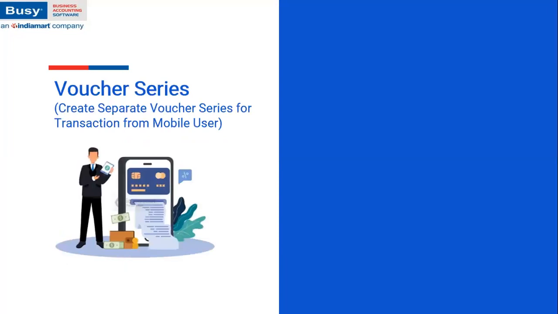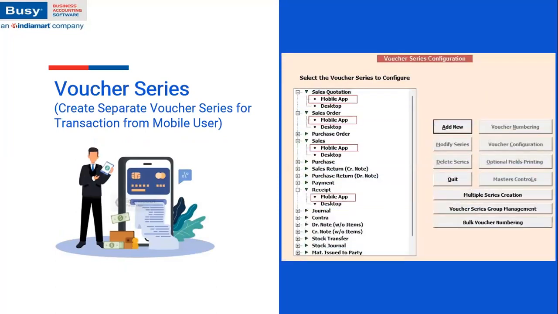And the next point is the voucher series: how to create the voucher series separately for our transactions. Go to the voucher series configuration menu. There we have sales quotation, sale order, purchase, sales, receipt entry, etc. types of voucher types. Click on that and you can add a new voucher series. You can give it any name you want, not necessarily mobile app. I have given mobile application here, but if you require any other name, you can give it. So this type of voucher series we need to create for the mobile application transactions.